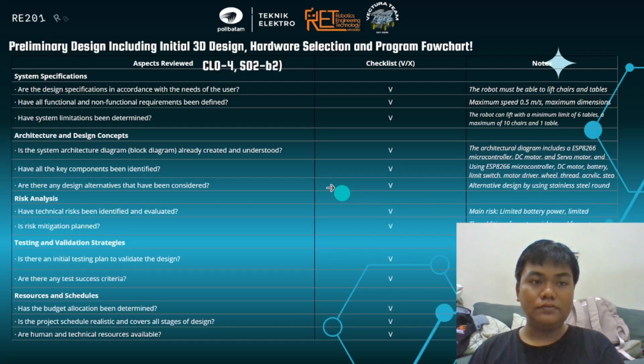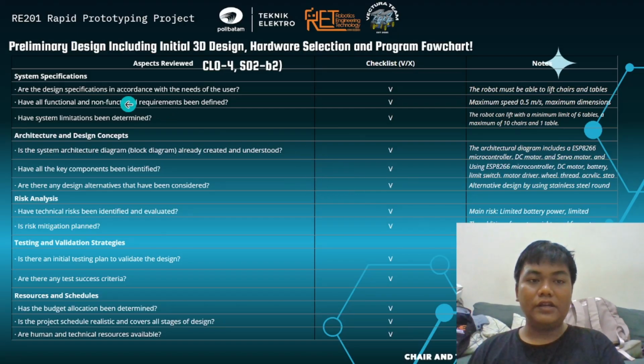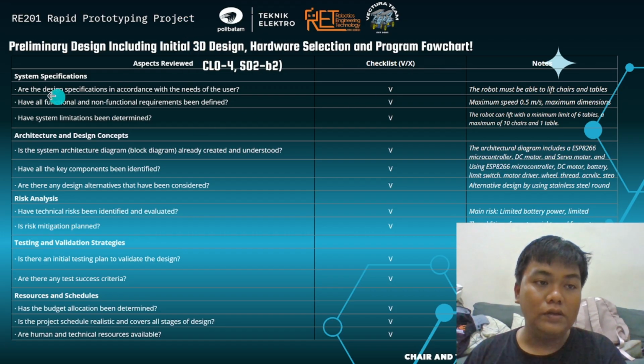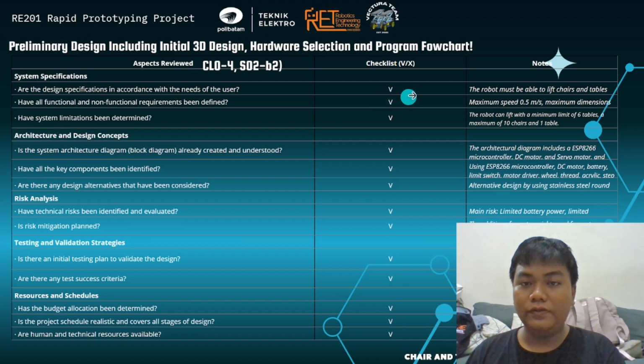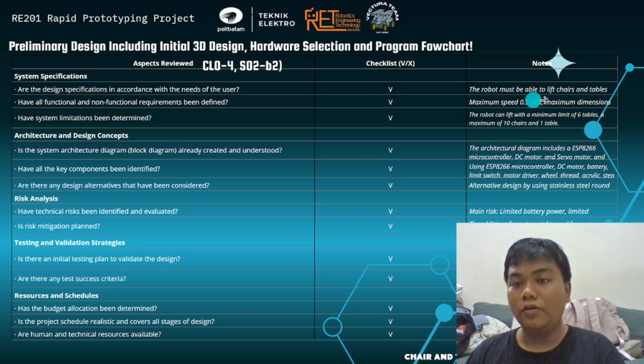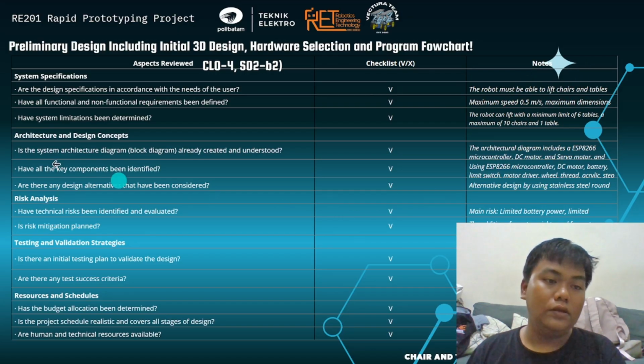Next. Preliminary design, including initial 3D design, hardware selection, and program flowchart. The spec review: the system specification or design specification is in accordance with the need of the user. The checklist uses a check for yes and X for no. In the notes, the robot must be able to lift chairs and tables.